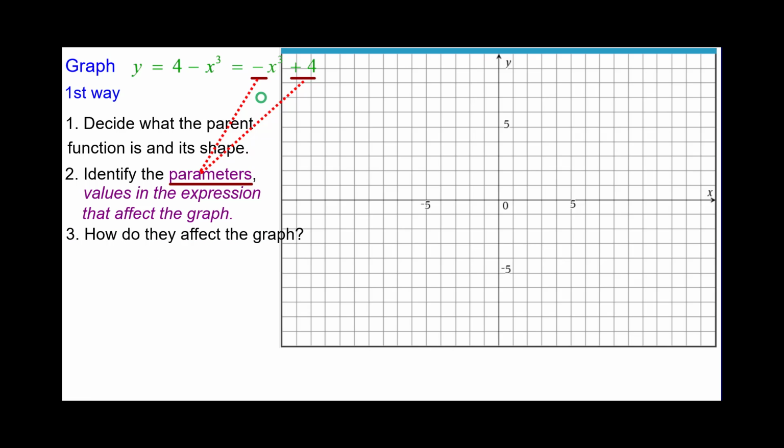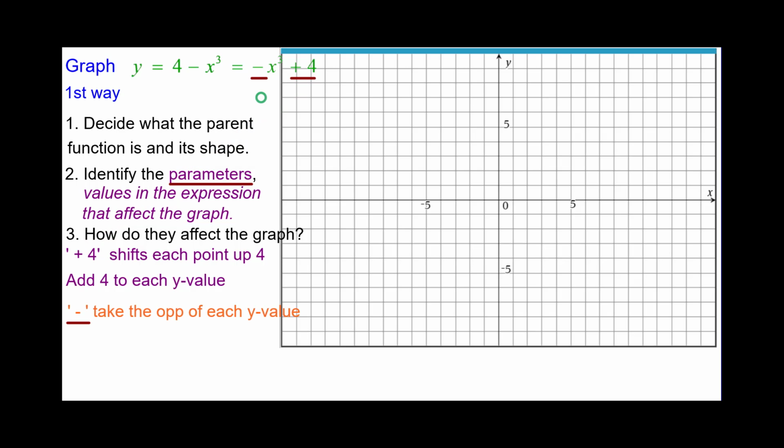How do those parameters affect the graph? The plus 4 shifts every point up 4 units. It affects y coordinates. It adds 4 to each y value. The opposite takes the opposite of each y value. So both of those parameters affect y coordinates only.